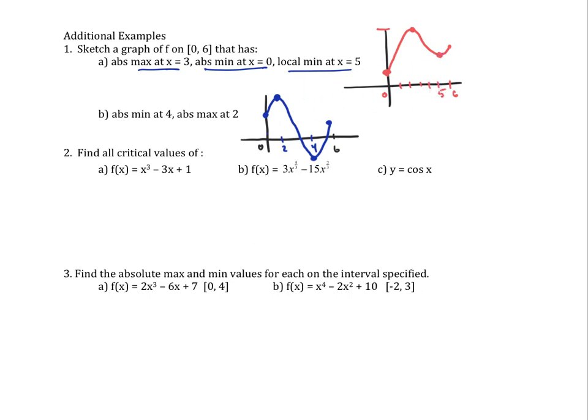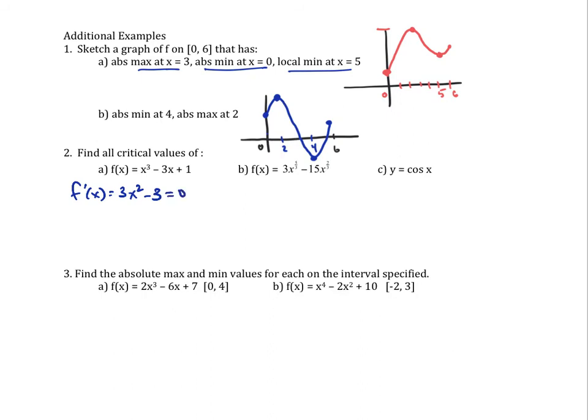All right, find all the critical values. Here's where I suggest pausing this and doing this on your own, and then we'll check these answers. So pause it, do the problems, and come back and watch me do them. All right, so for this first one over here, I'm going to take the derivative. Again, for critical numbers, I take the derivative and set it equal to 0, so f prime of x, I will get 3x squared minus 3.